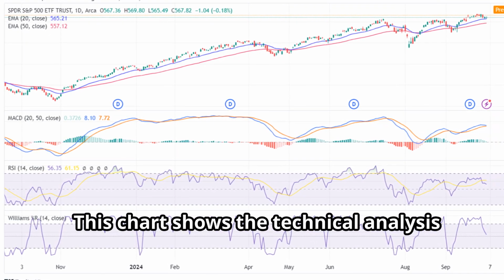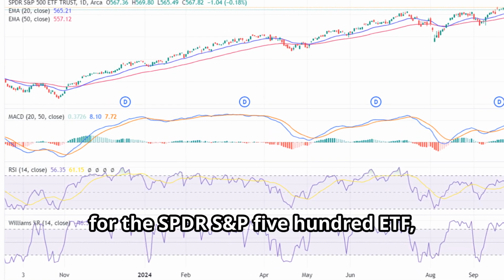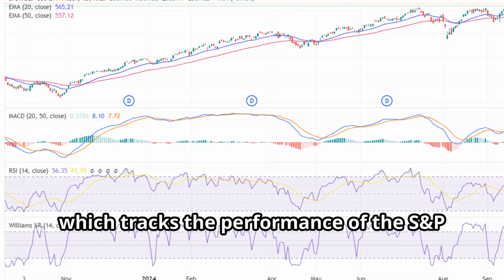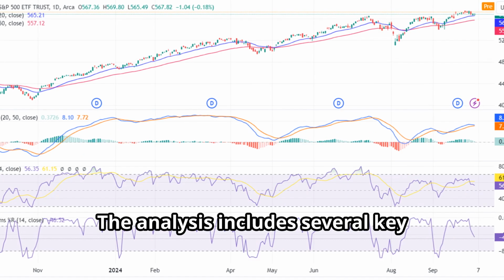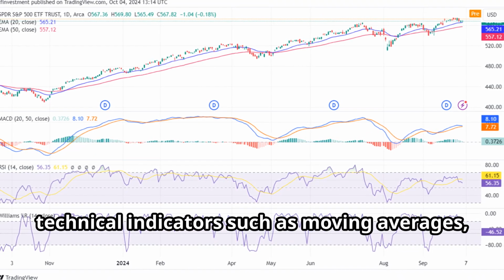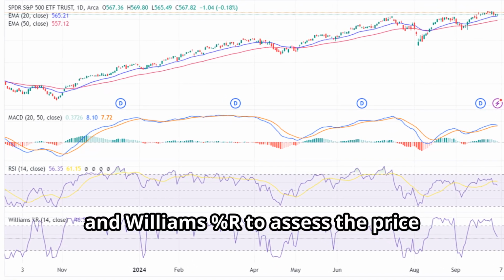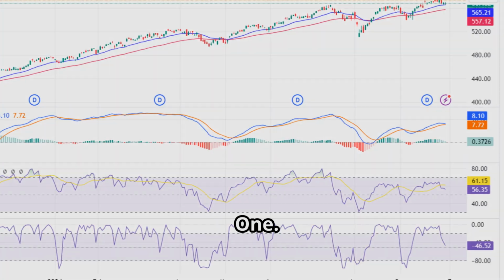This chart shows the technical analysis for the SPDR S&P 500 ETF, which tracks the performance of the S&P 500 index. The analysis includes several key technical indicators such as moving averages, MACD, RSI, and Williams %R to assess the price movement and trend.